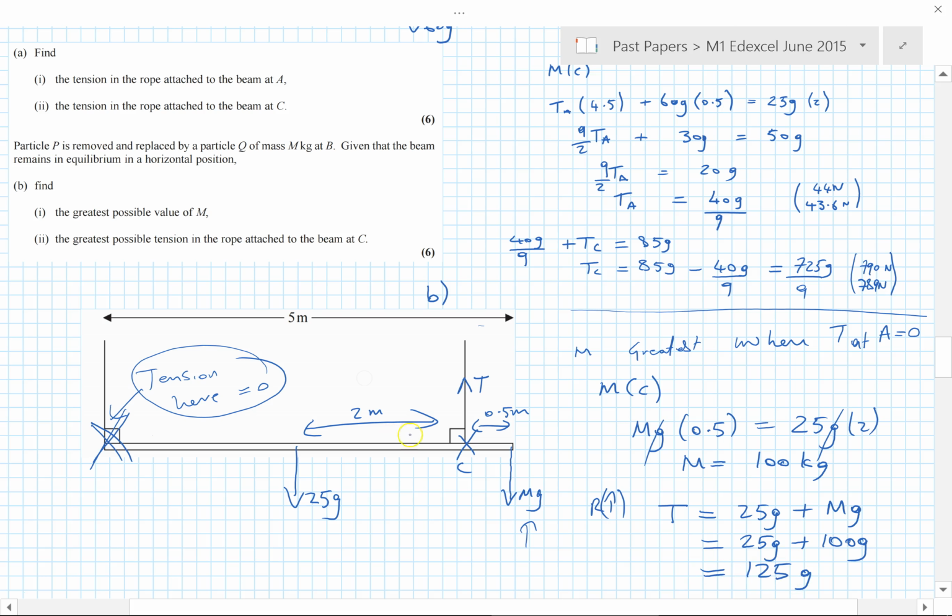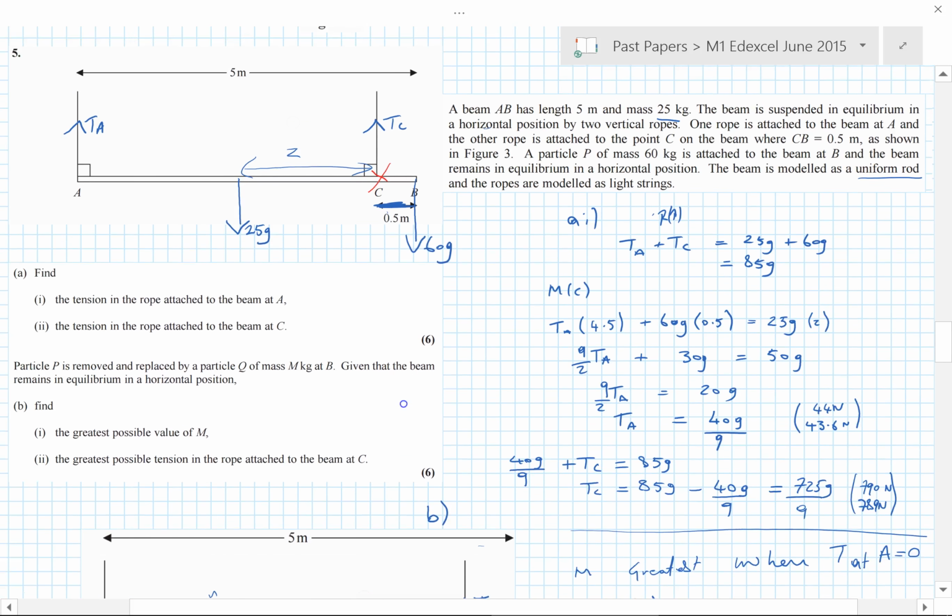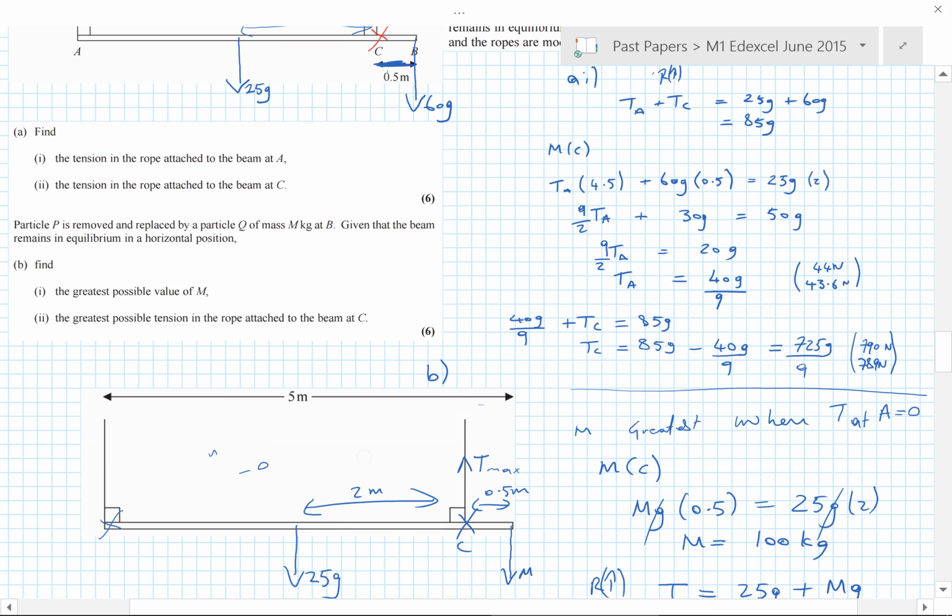But M is already 100 kilograms, so 25g plus 100g, which is 125g, because forces up equal forces down. This one's equal to 0 in that case. The one at A is equal to 0. So T max will be at its maximum when this is at its maximum, clearly. So that is question 5 now completed.